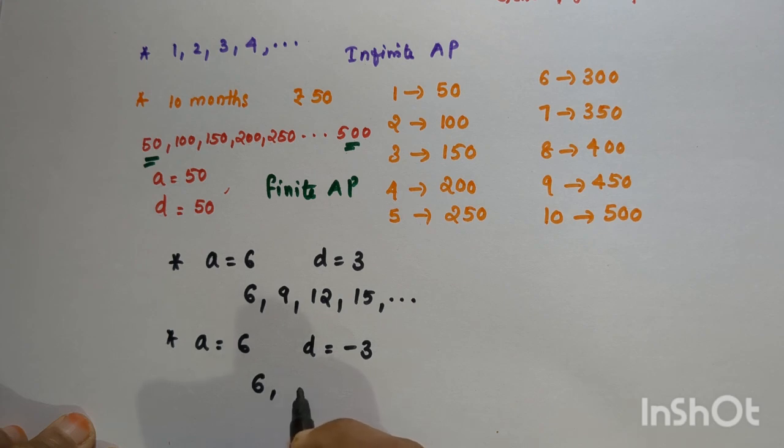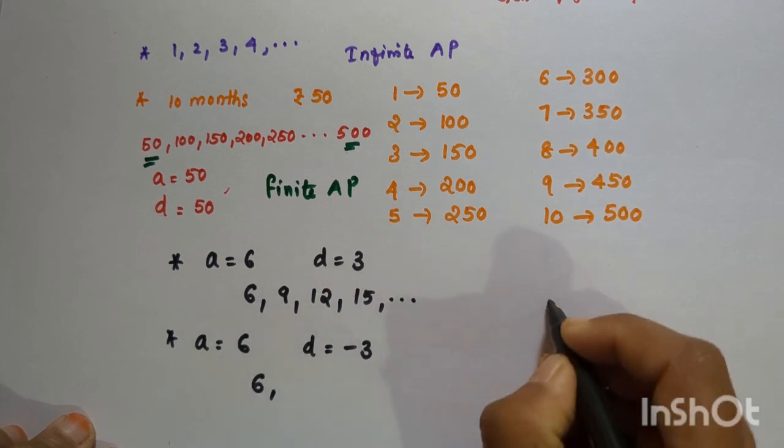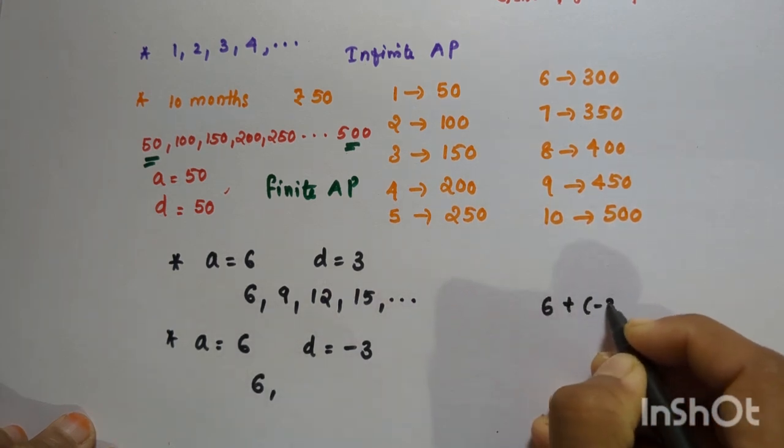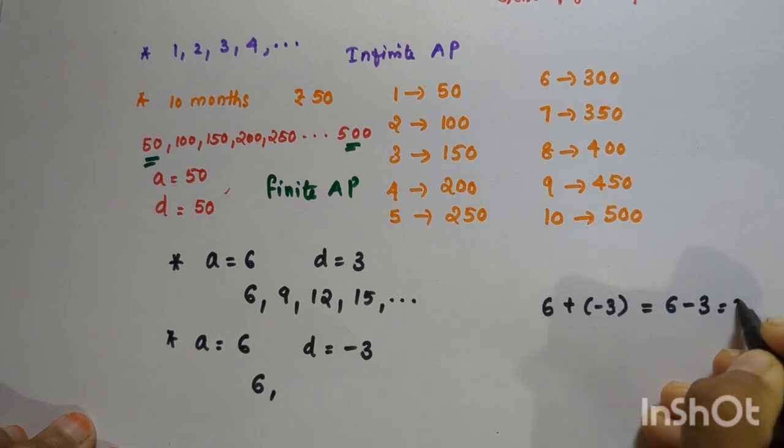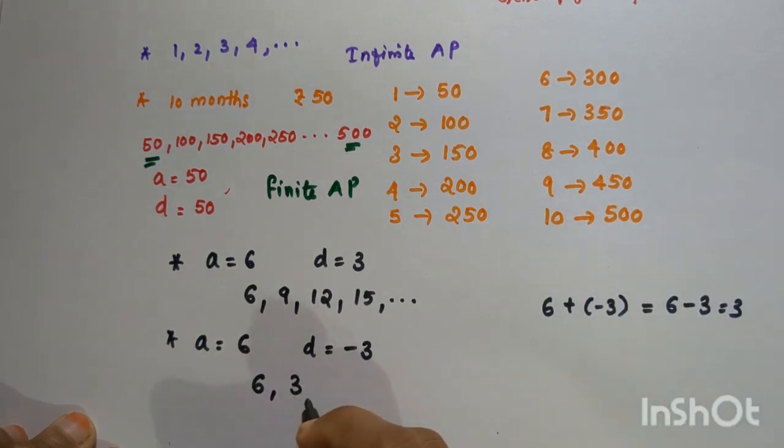So to get the second term, its preceding term, that is the first term, is 6. Add the common difference, minus 3, with it. So 6 plus minus 3 is actually 6 minus 3, which is 3. So the second term is 3.